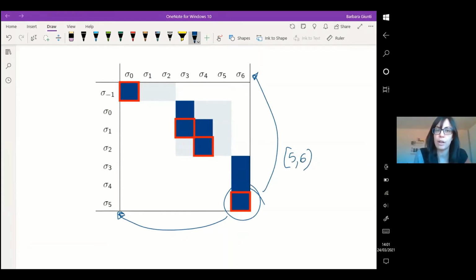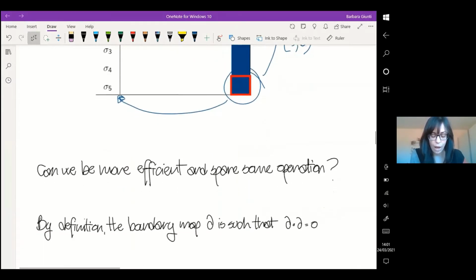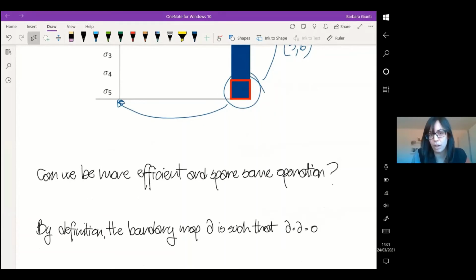Now, when we compute the barcode, we usually want to, or we hope to, compute it for very big matrices. So we would like to be as efficient as possible. How can we do it better? Well, we didn't use the property of a boundary matrix, which means that a boundary map, when we apply it twice, gets to 0.